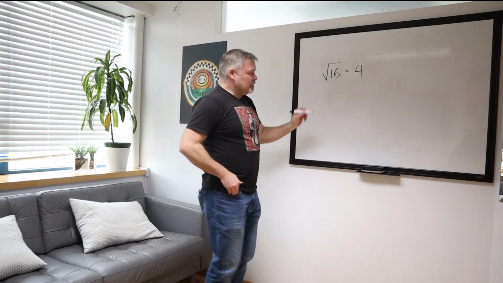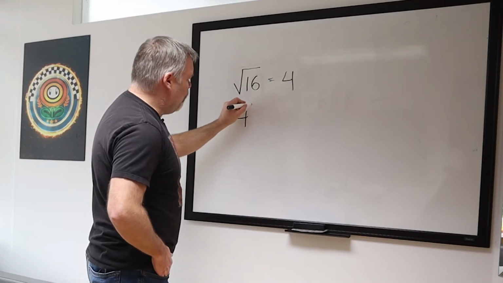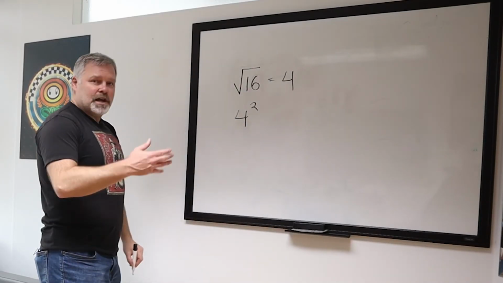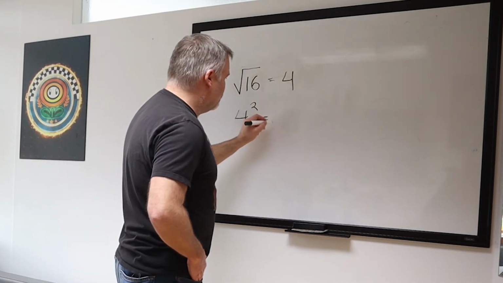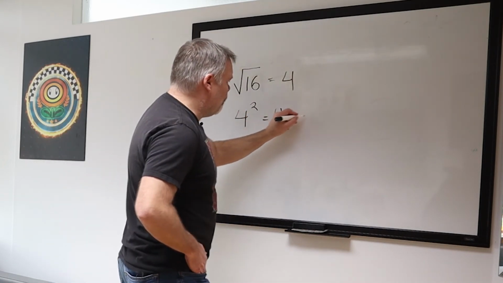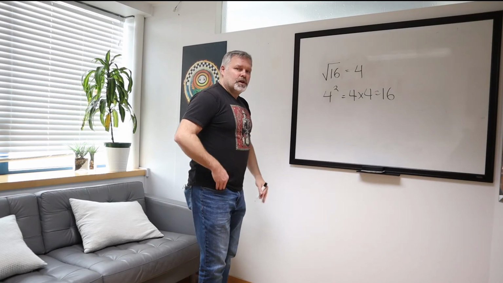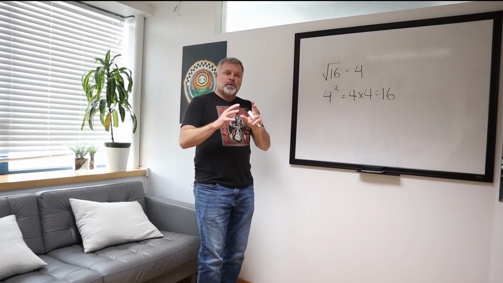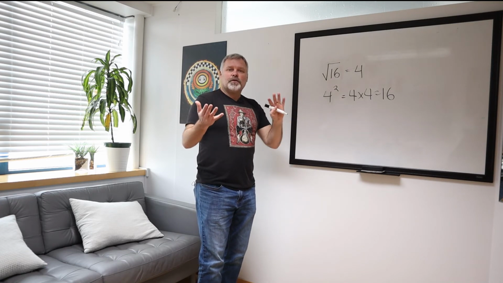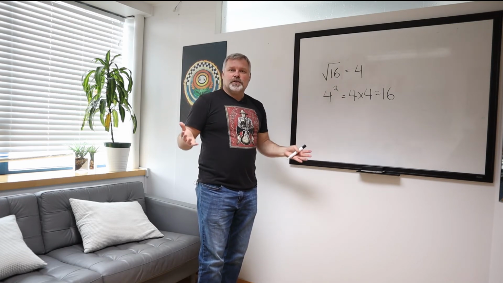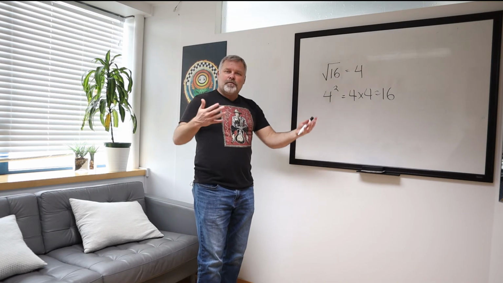Now you can check this. Go 4 squared. 4 times 4 is equal to 16. So that's how square roots and exponents are very similar. They're kind of like the reverse or the opposite of each other. Does that kind of clear a lot up for you?